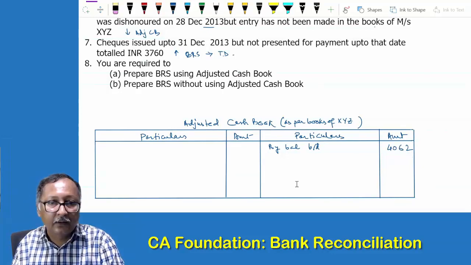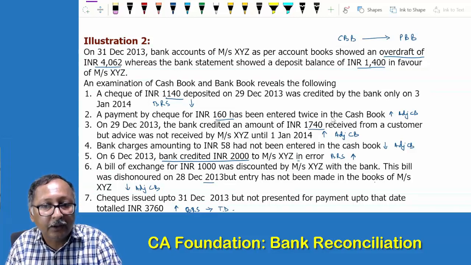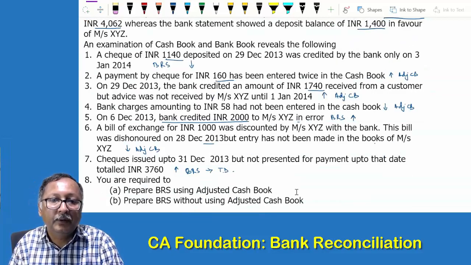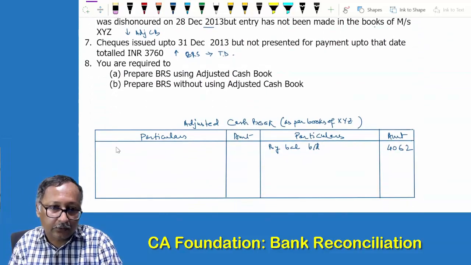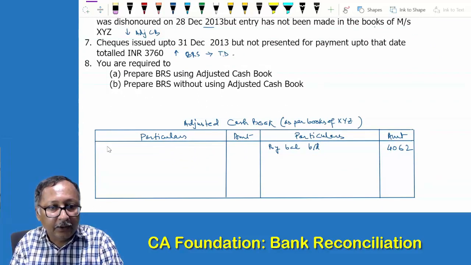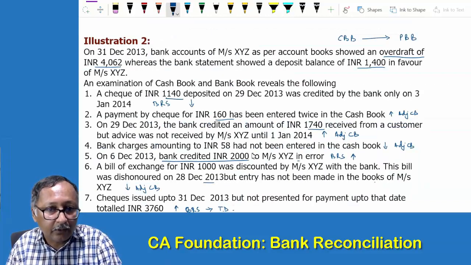We'll take this. Now, a check of rupees 1140 deposited. We have considered that this will be a BRS entry. This is not an adjusted cash book entry. So we'll go to the second entry. A payment by check of rupees 160 has been entered twice in the cash book. So one payment was made two times. So one time you have to reverse the entry. If you reverse the entry, what will you do? You will increase the bank book and you will debit the party account, party account 160 rupees. So one time you are reversing.